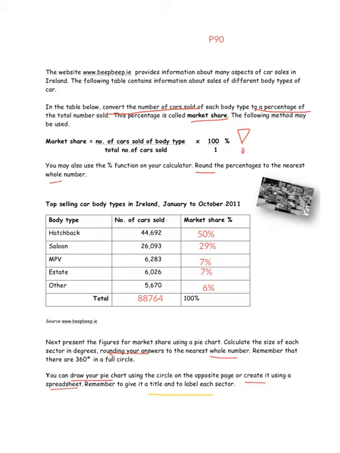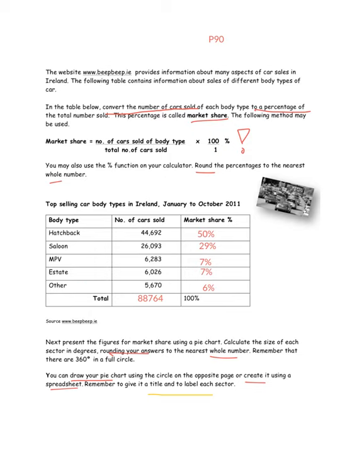Okay, so the next page, page number 90, you have another example for a pie chart. So another example of how you can use it, how you can read information from it, or how you can present information on the pie chart. This is about cars. If you go to the website peep.ie, it provides information about many aspects of car sales in Ireland. And basically, this is about different types of cars like saloon or estate.